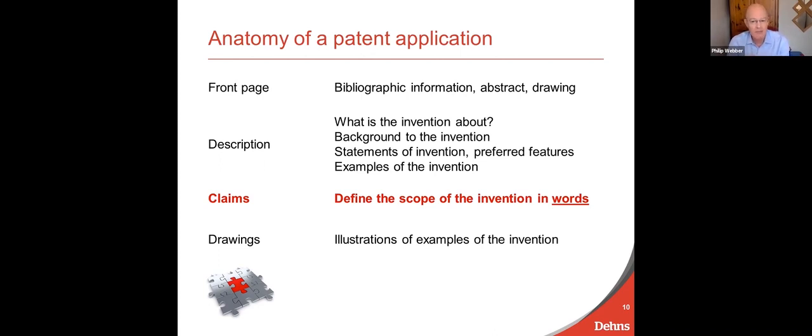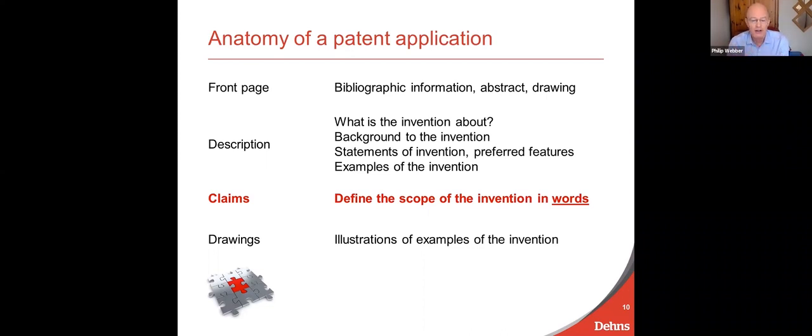There will be some statements that specifically describe your invention, the different features of your invention, preferred features. There will be some examples. There's an example section to show how to make the invention and show how it works. At the end of the patent application, or sometimes at the very beginning, there might be some drawings which illustrate some examples of your invention, or some graphs showing some data to show that it works.